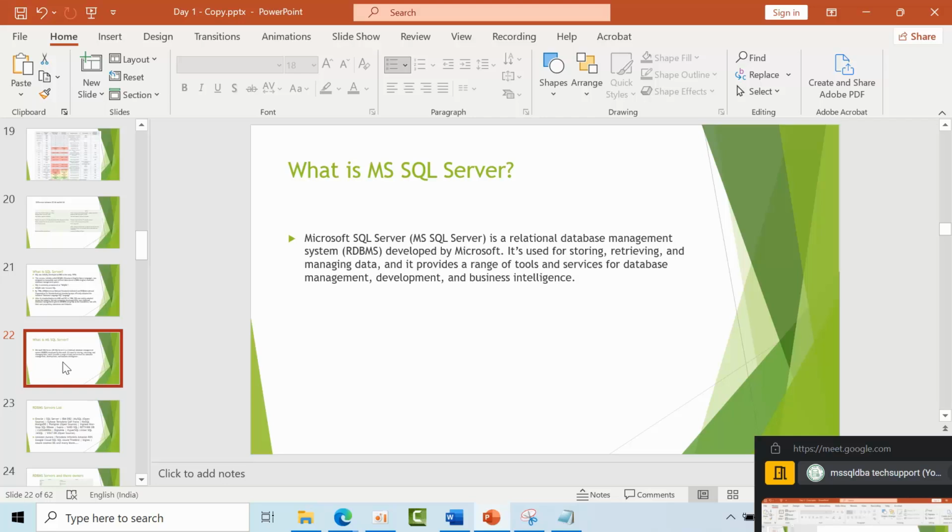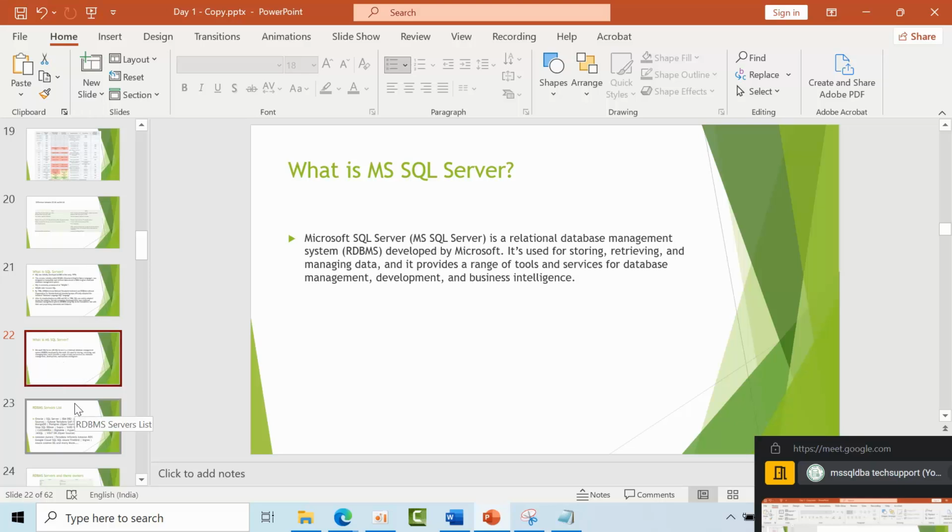SQL Server is a relational database management system. We simply call it RDBMS. It is developed by Microsoft and is used for storing, retrieving, and managing data. We have tools and services which we use to connect development and processes for business intelligence. Simply, it is a database engine which helps you to store, retrieve, and modify the data. That is what SQL Server is.